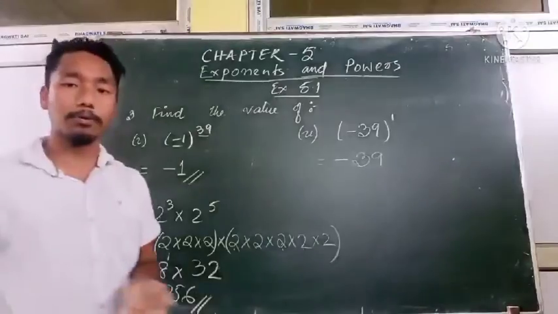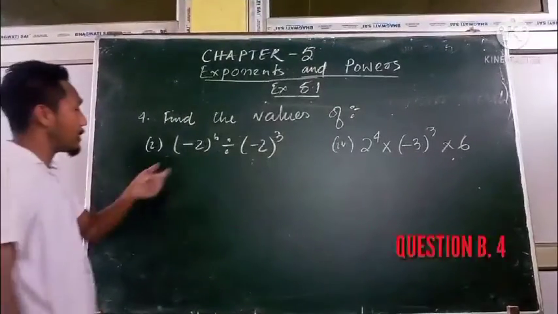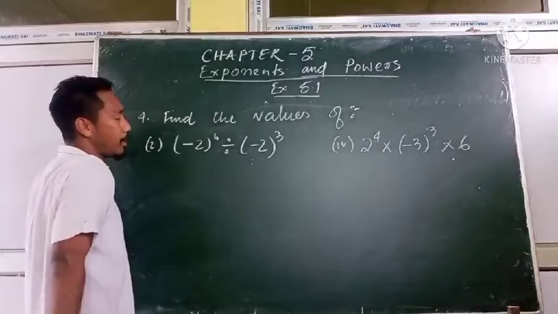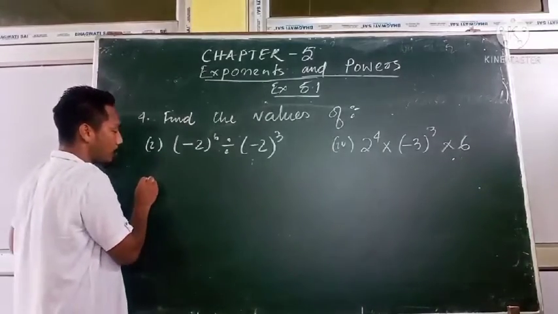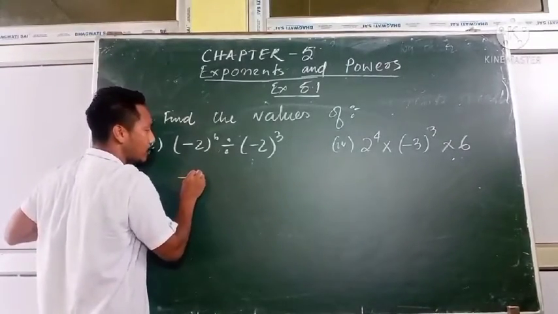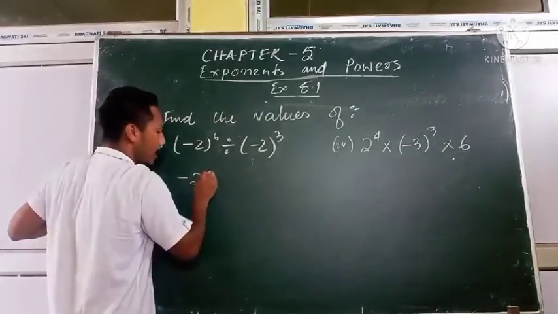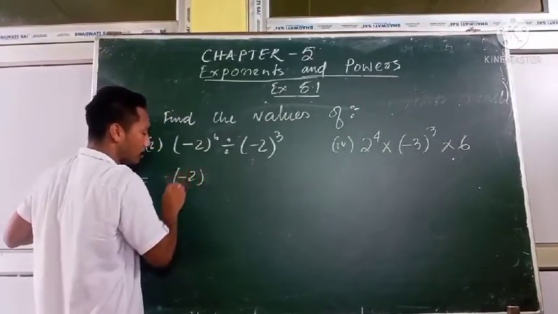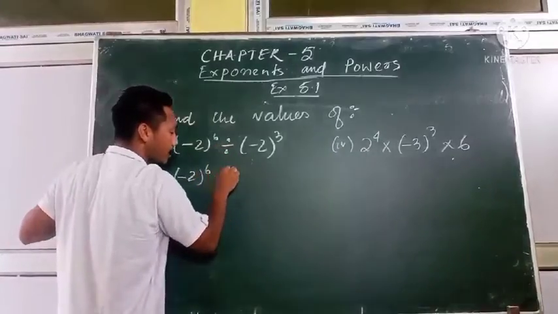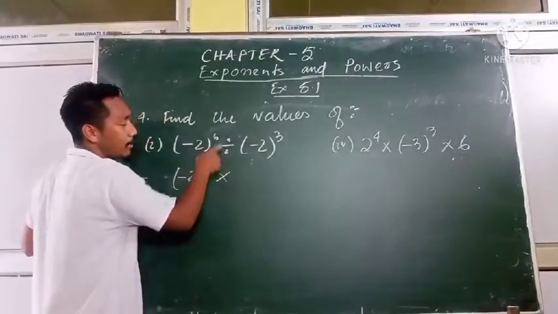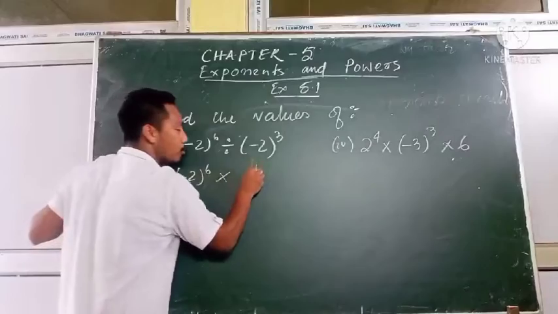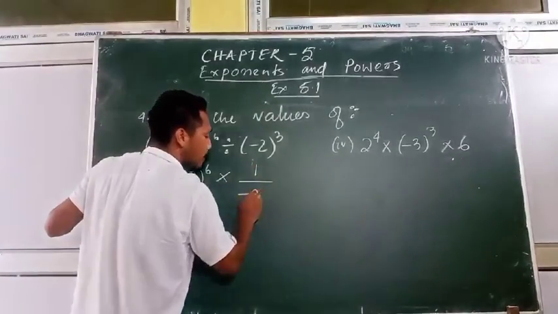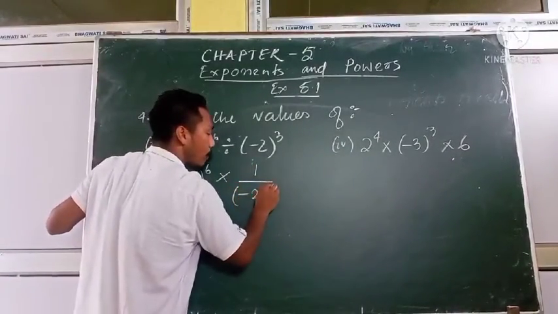In the same way you try to solve all the questions. Our next question is minus 2 to the power 6 divided by minus 2 to the power 3. Divide will change into multiply, so minus 2 to the power 3 goes down, as 1 by minus 2 to the power 3.